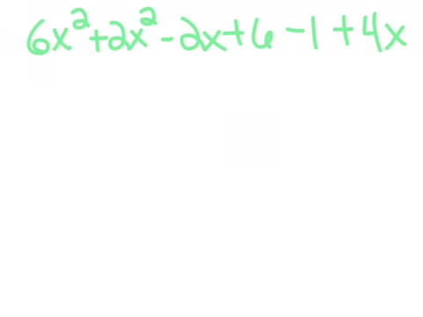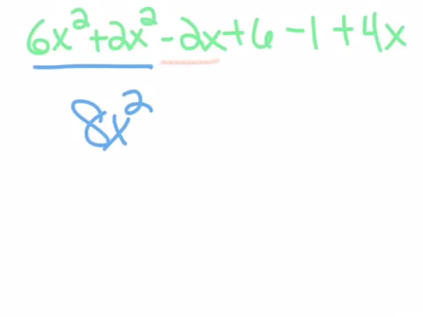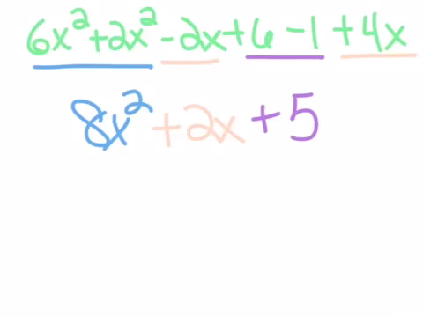All right, here's the last example. And I have a 6x squared and a 2x squared put together. That gives me 8x squared. I have a negative 2x and a positive 4x, so that gives me positive 2x. And then the last one is 6 minus 1, which gives me positive 5. My final solution is 8x squared plus 2x plus 5.